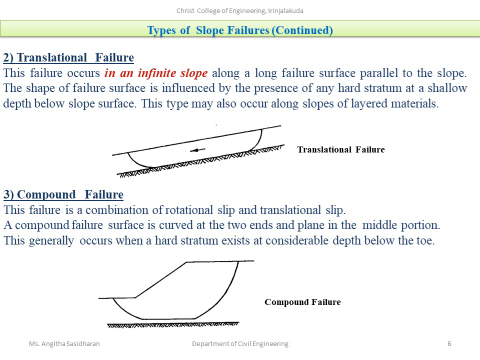And this may also occur along slopes of layered materials. Now coming to the third type of failure, which is compound failure. It's a combination of rotational slip and translational slip. And the failure surface is curved at two ends and plane in the middle portion. And this generally occurs when a hard stratum exists at a considerable depth below the toe. Below the toe, at a greater depth, if a hard stratum exists, then there is a chance for a compound failure.